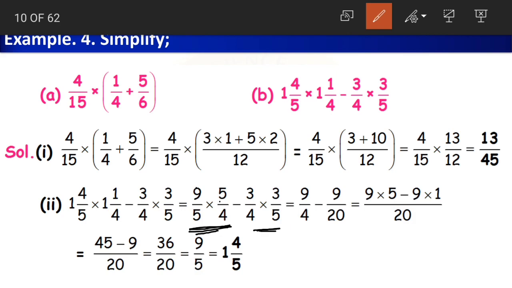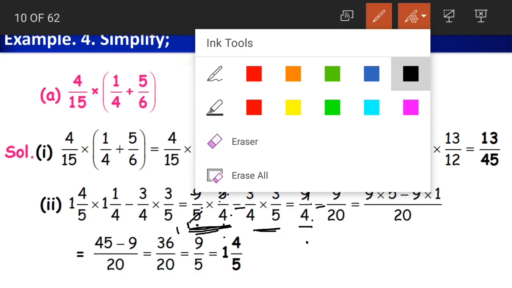Now 9 by 5 into 5 by 4. 5 ones are 5, right? 5 and 5 get cancelled. What are we remaining with? We are remaining with 9 in the numerator divided by 4 in the denominator. Yes, 9 into 5 by 5 into 4 becomes 9 by 4. Now the subtraction sign here, okay.